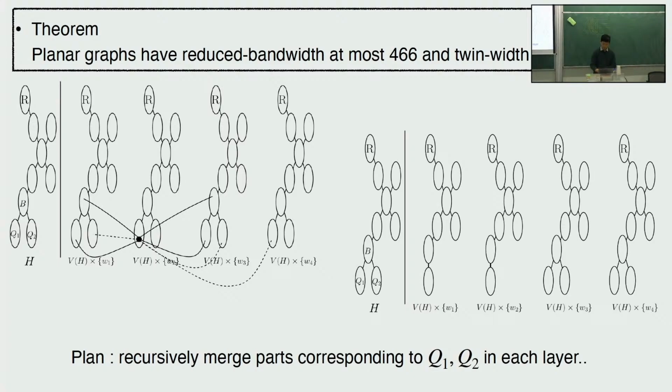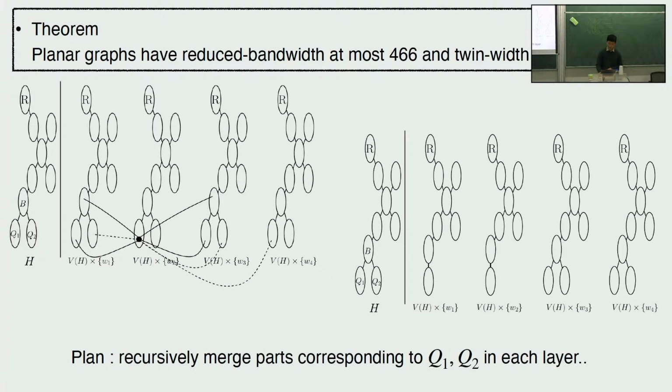Yeah. So the plan is to recursively merge paths corresponding to Q1 and Q2 in each layer, from left to right. So you identify this path and this path and this path and so on. During the construction, we will create some red edges on this part. So that's important. And then we want to make sure that this graph has a bounded reduced bandwidth.